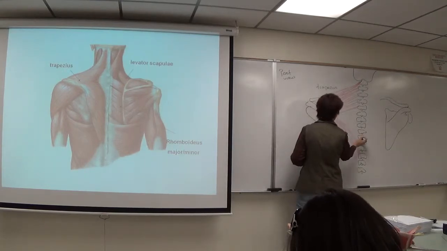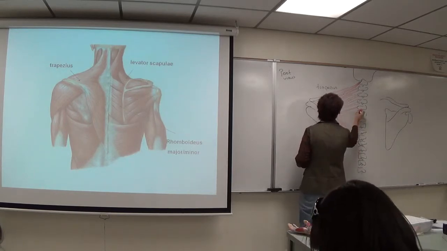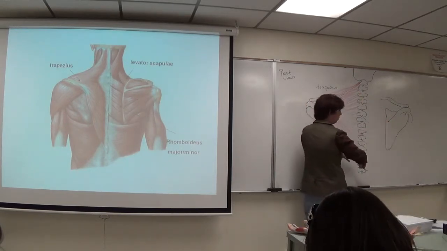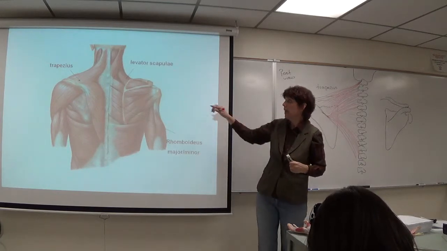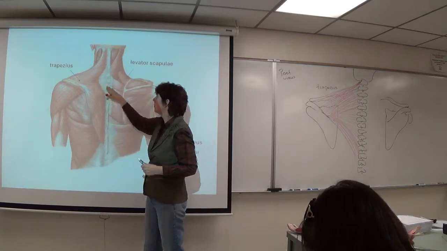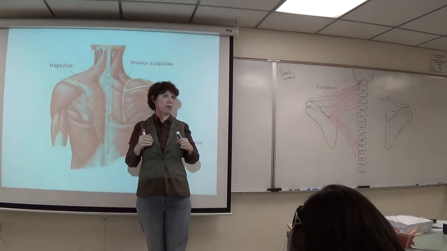And then we also have fibers that are more horizontal. So the two muscles together create this trapezoid appearance from which we get that name. So the fibers that are more horizontal are going to pull the shoulders back.